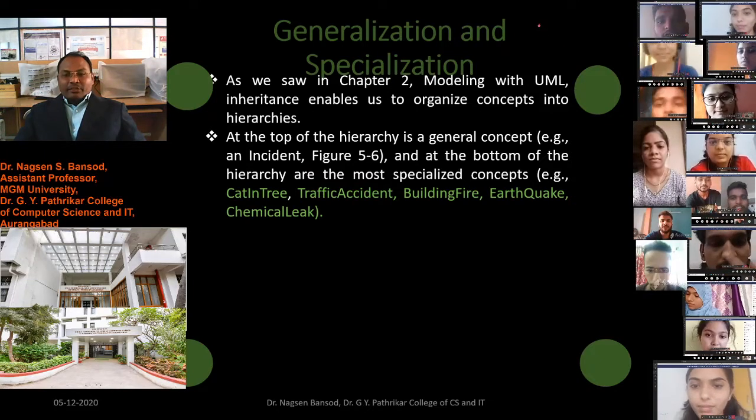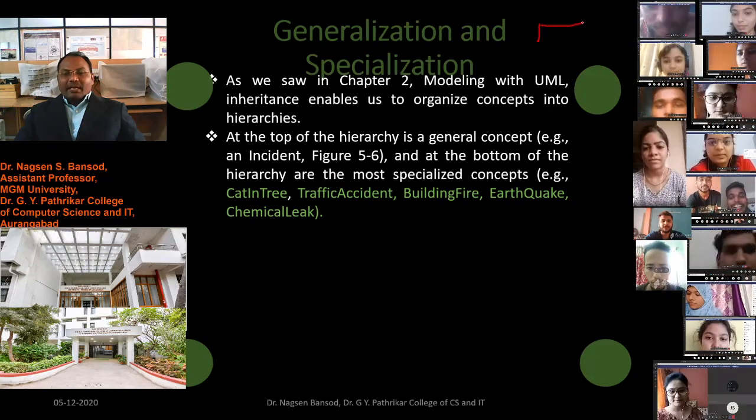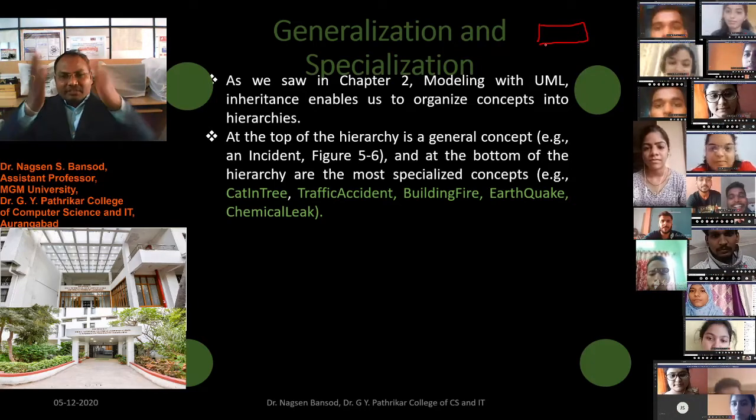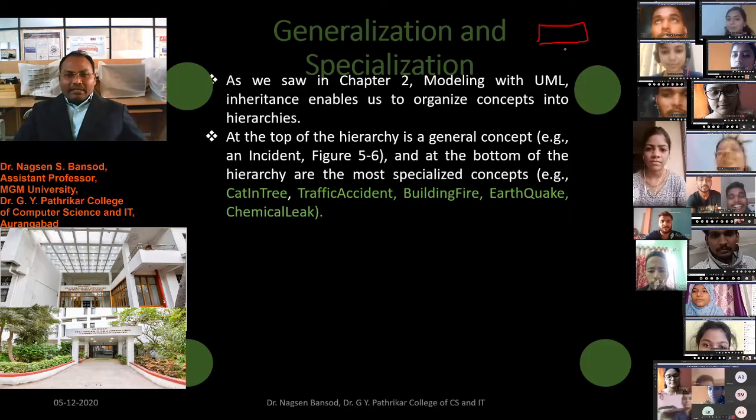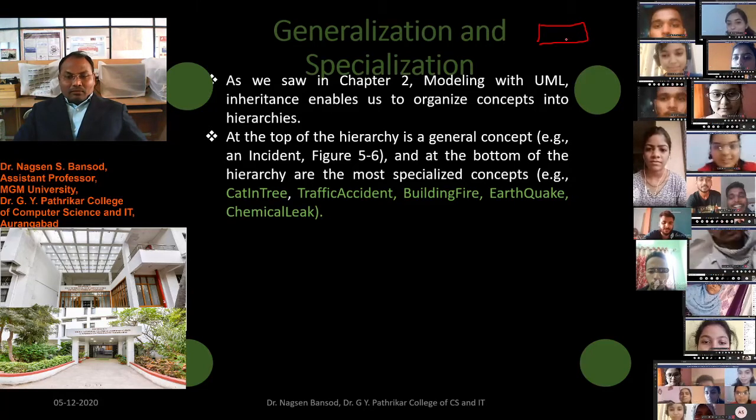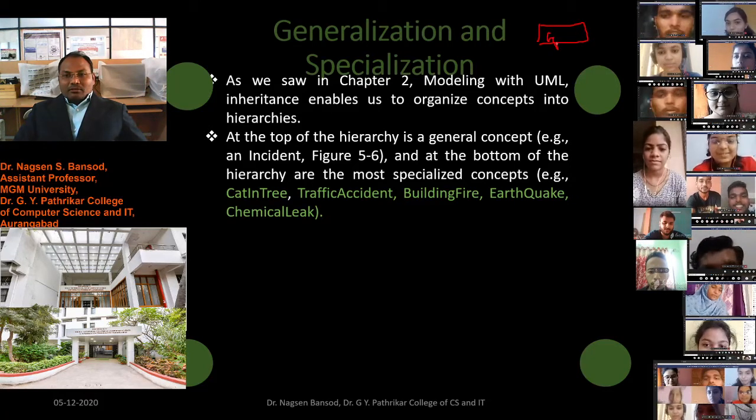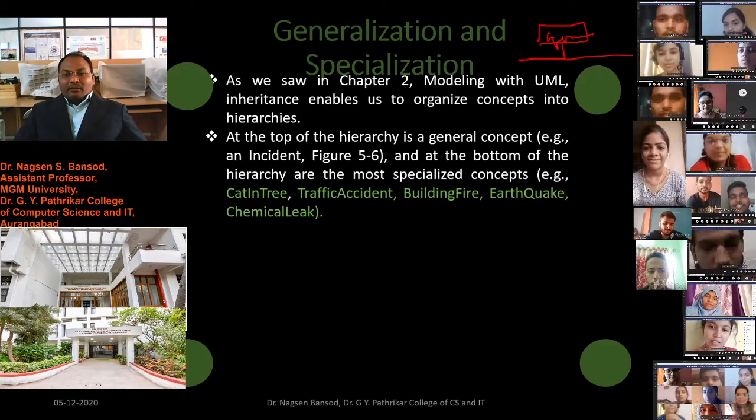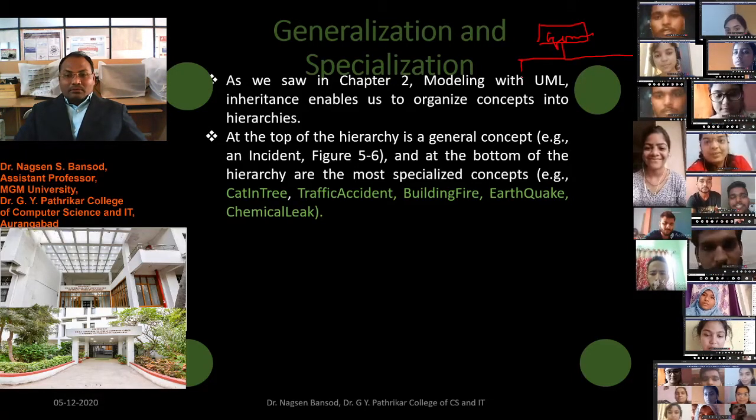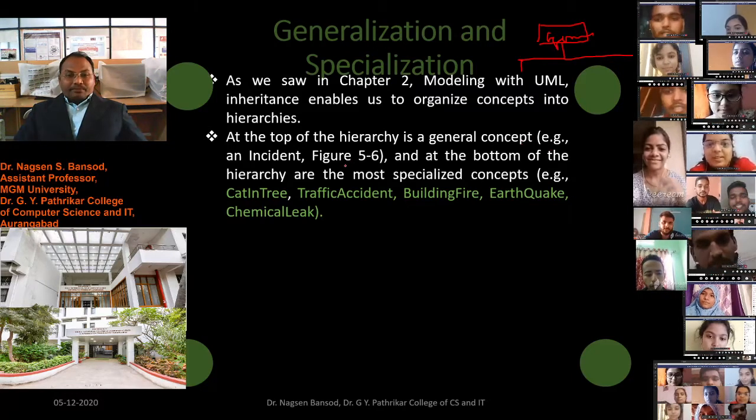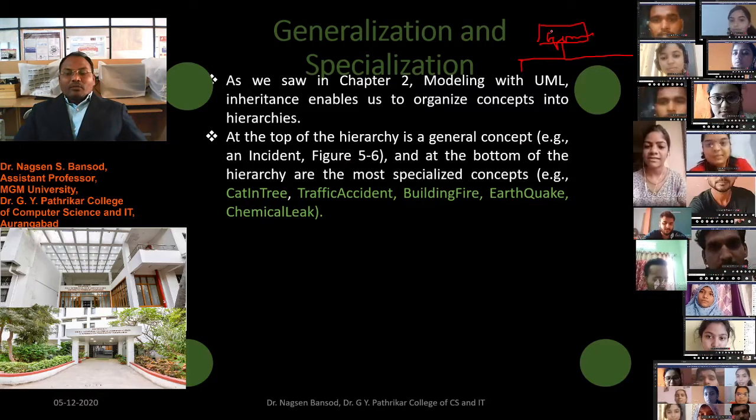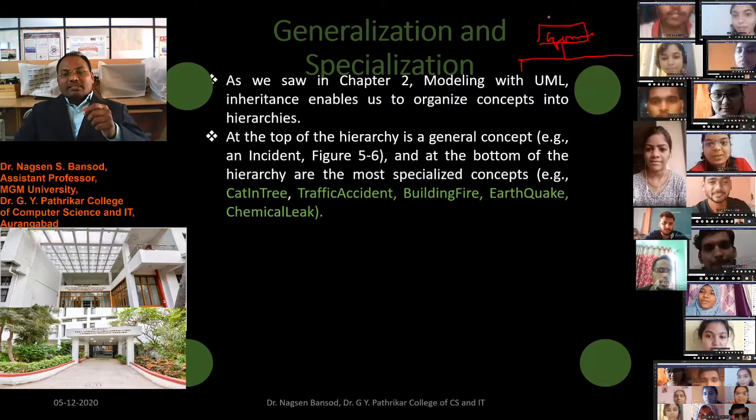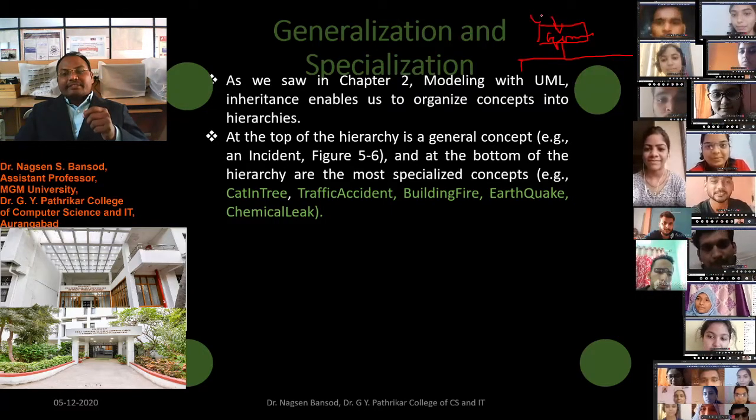We have seen in the UML diagram there is a hierarchy. Hierarchy means a tree-like structure. At the top there is a general concept, and below that again there are some parts. For example, we have taken one incident example, so the general information in this box we will write: incident.